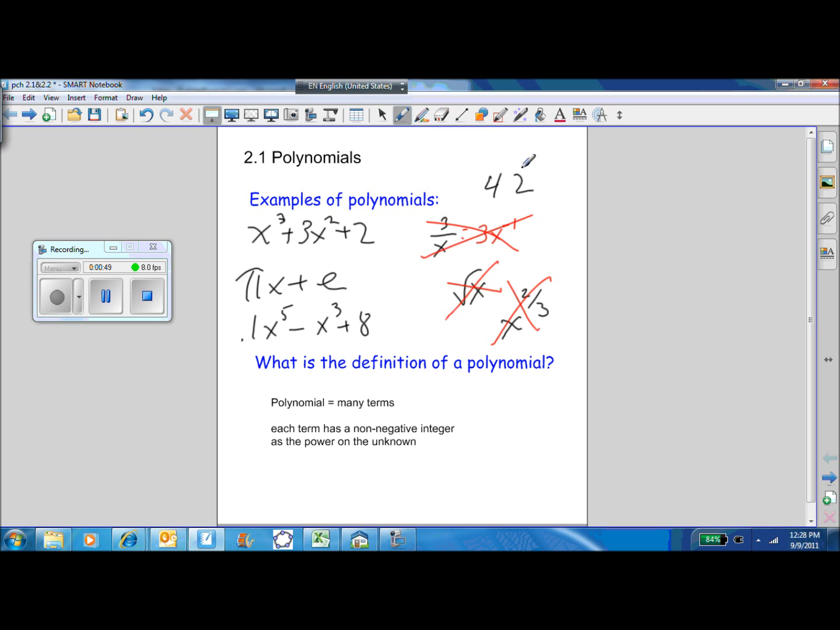How about 42? 42 is okay. It's 42 times x to the 0. So we accept that as a polynomial. It's called a monomial.